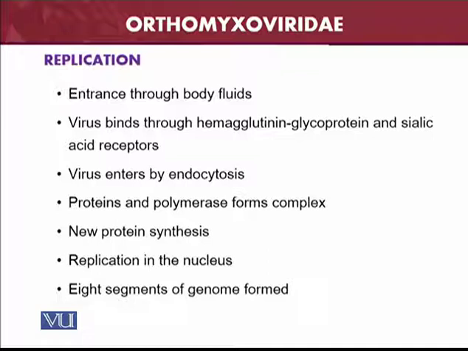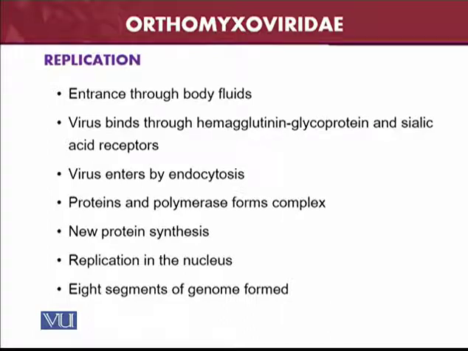First of all, attachment and entry: in the body fluids, the virus will bind with the hemagglutinin glycoprotein and sialic acid receptors. In this case, sialic acid receptors are very important, helping the virus for attachment and entry inside the cell. Then the virus enters by endocytosis, the process of engulfing material; the virus enters inside the cell through endocytosis.